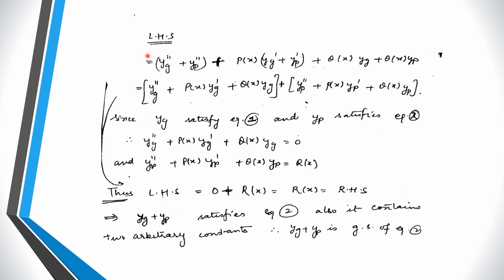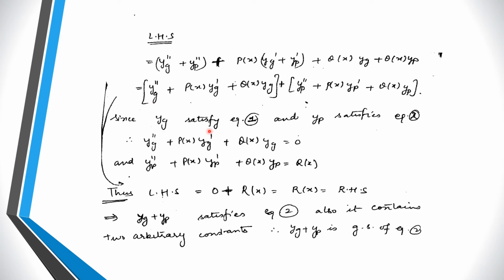So in the proof of this theorem, we will consider the left hand side. We will substitute in y double prime plus p(x) y prime plus q(x) y. So substitute yg plus yp in this equation. What is the first derivative of yg plus yp? It's yg prime plus yp prime. What is the second derivative of yg plus yp? It is yg double prime plus yp double prime. So when you substitute over here and separate the terms yg and yp, you will have this.